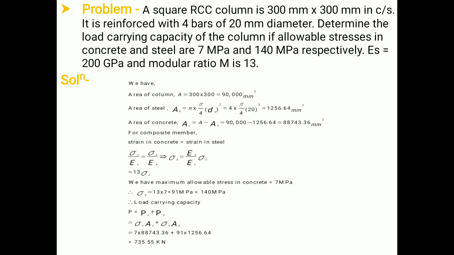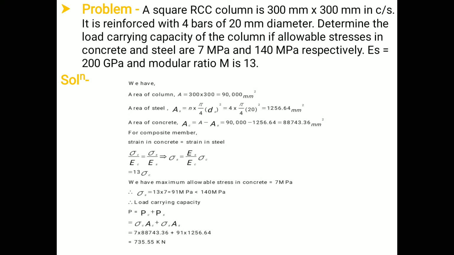Now from the numerical, we have a square RCC column of size 300 mm by 300 mm. The section of the column is square and it is made up of RCC material. What is RCC? It is reinforced cement concrete, a combination of concrete and steel, so it will act as a composite member. As it is a composite member, we have the main relation of a composite member.